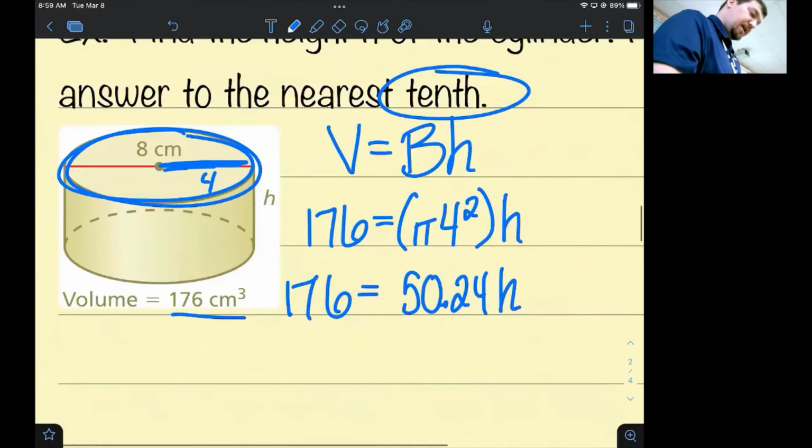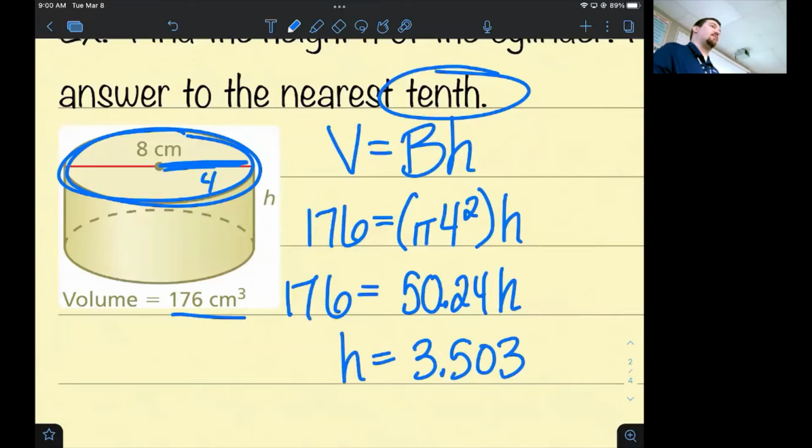So I'm seeing 3.503. Is that going to stay 3.5 or bump to 3.6? Stay 3.5. And my answer is going to be labeled how? Nope. Just centimeters. Yes, it's just centimeters, not cubic centimeters. I already know the volume. It's just how tall it is. So just like the diameter was 8 centimeters, I'm going to label this as 3.5 centimeters.